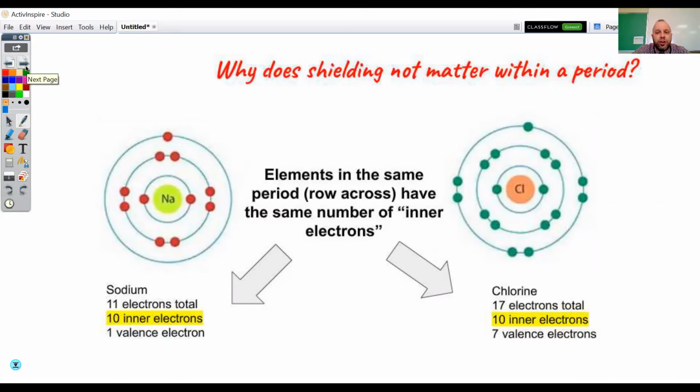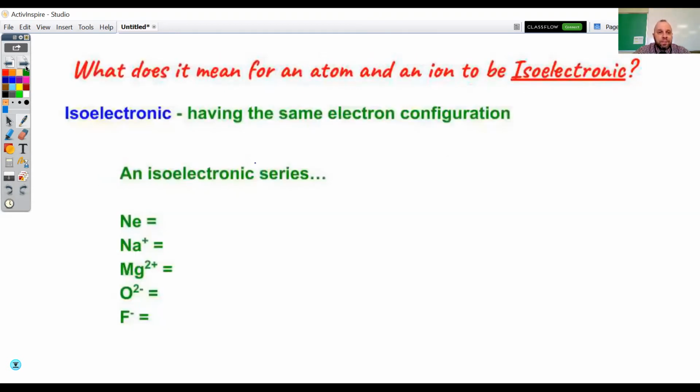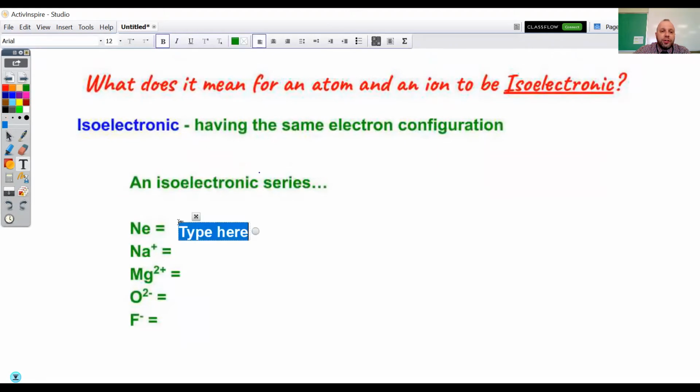So now that we have finished talking about atomic radius, we're going to begin to look at the ionic radius. So before we do that, we need to learn a new term, and that term is isoelectronic. So I wrote up here, what does it mean for an atom and an ion to be isoelectronic? And it's a very simple term, although it's quite difficult to understand. It means that it has the same electron configuration. So let's take a look at an isoelectronic series.